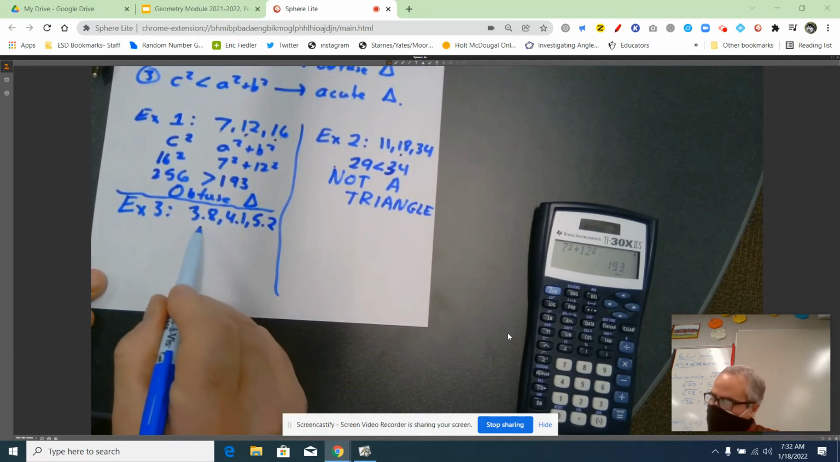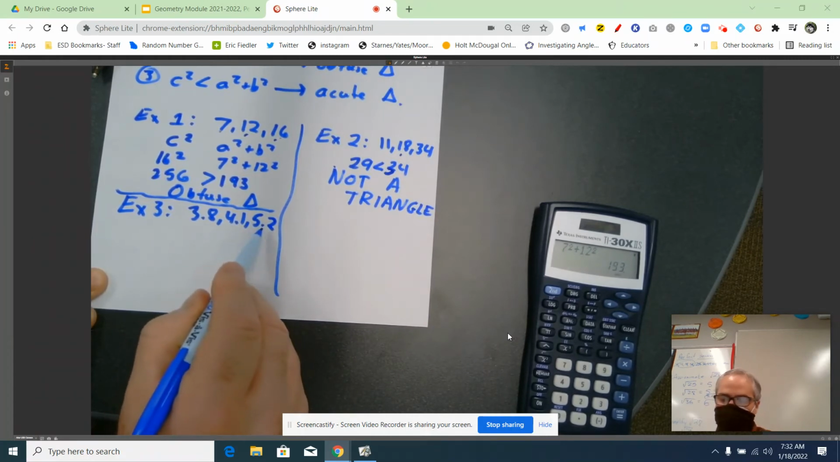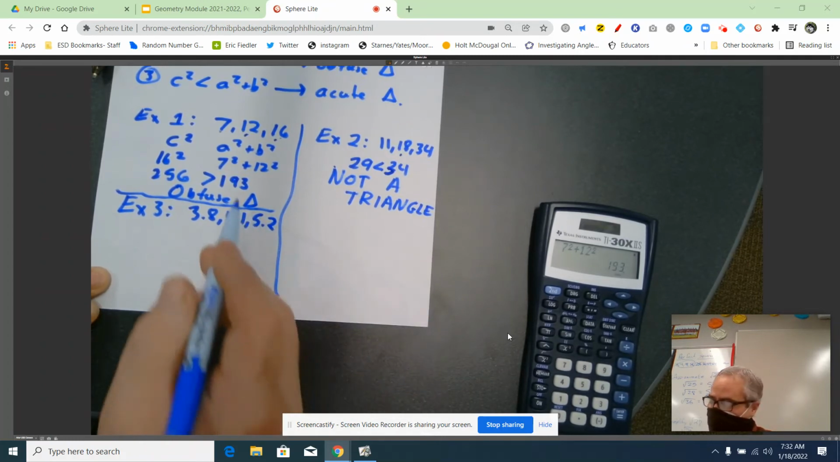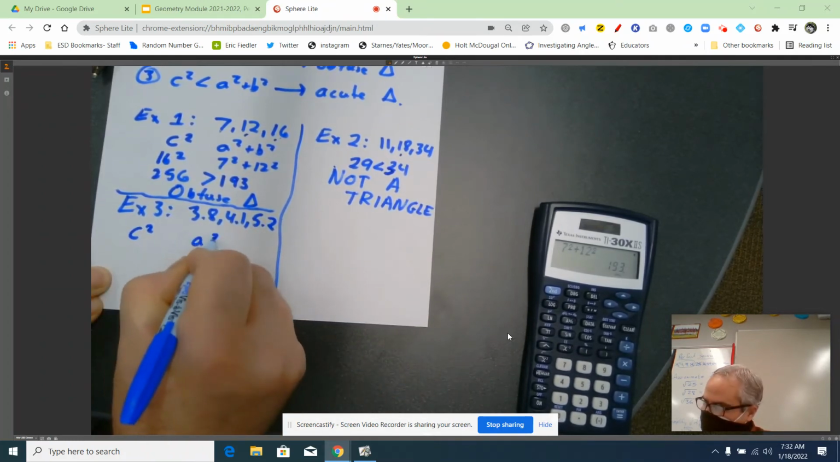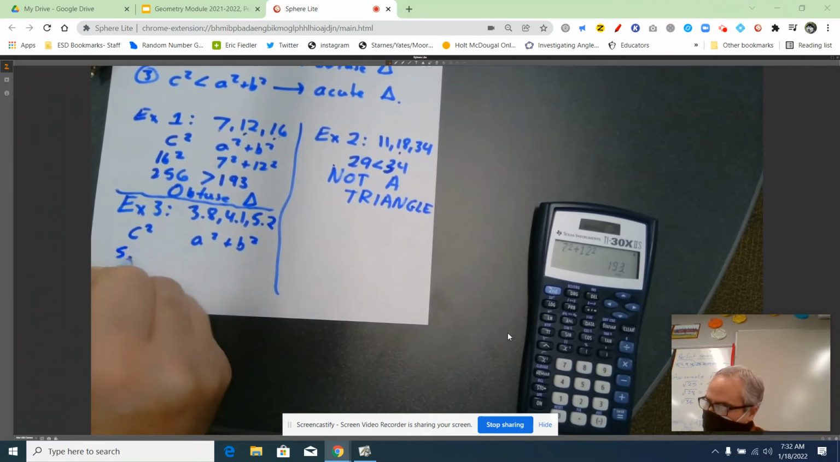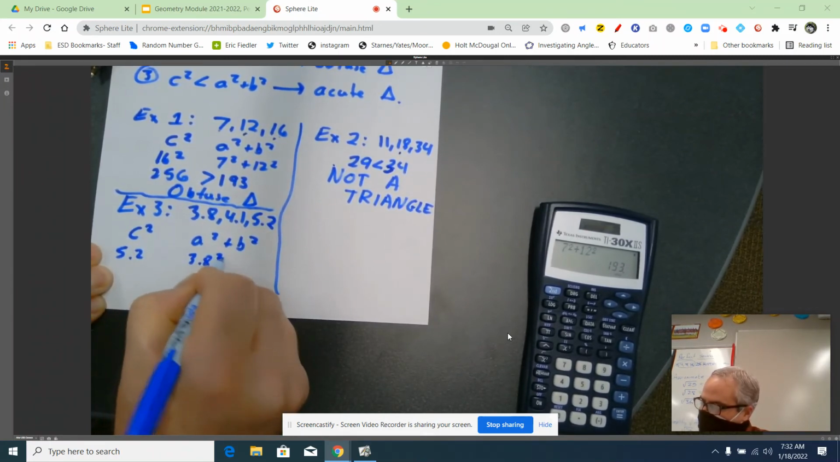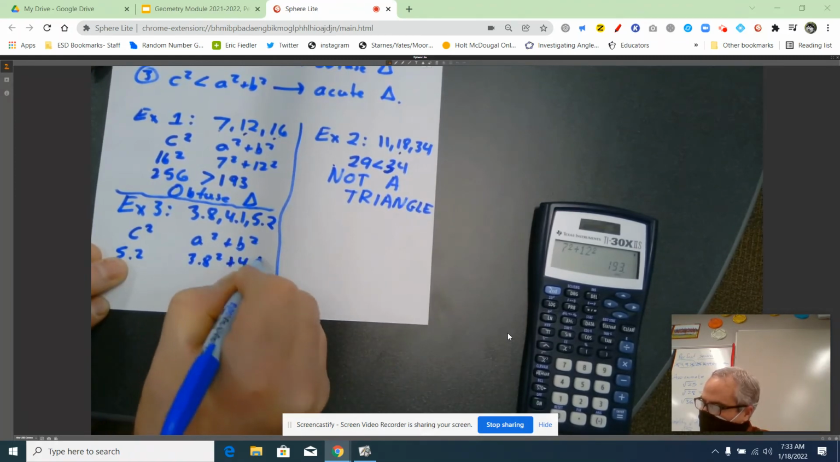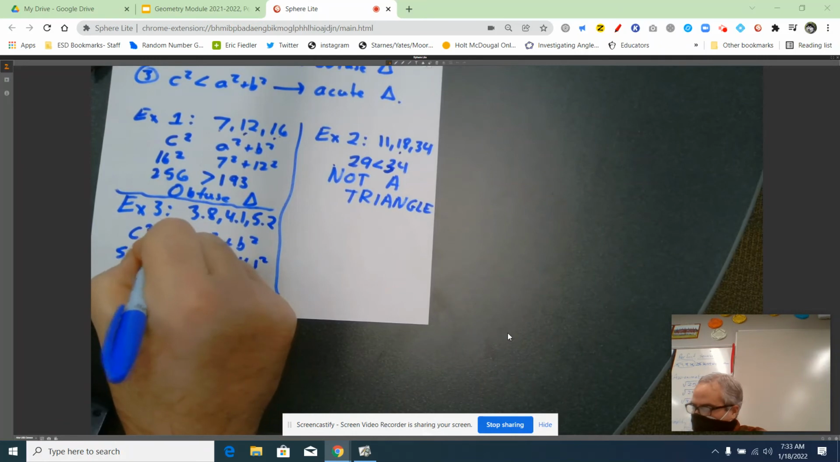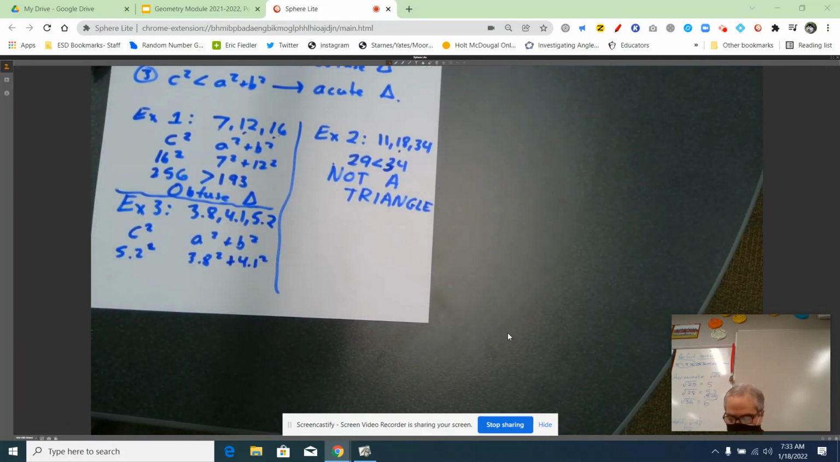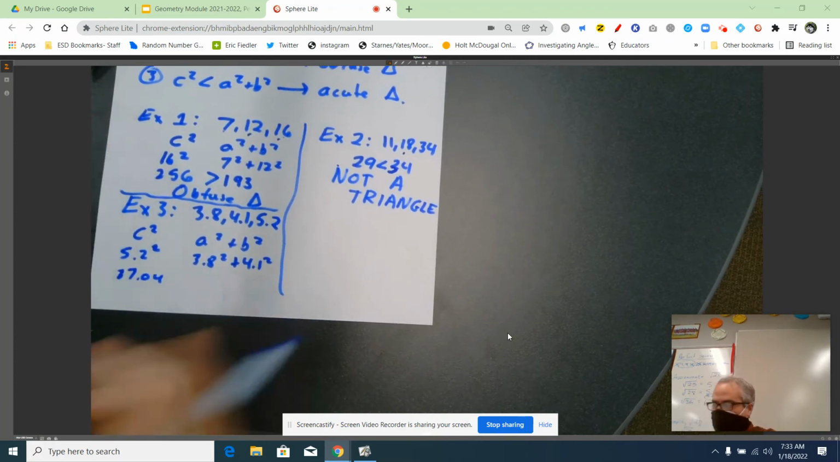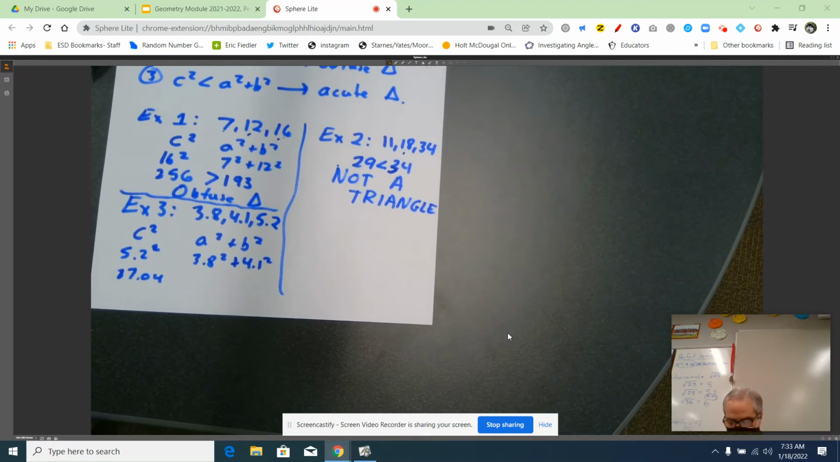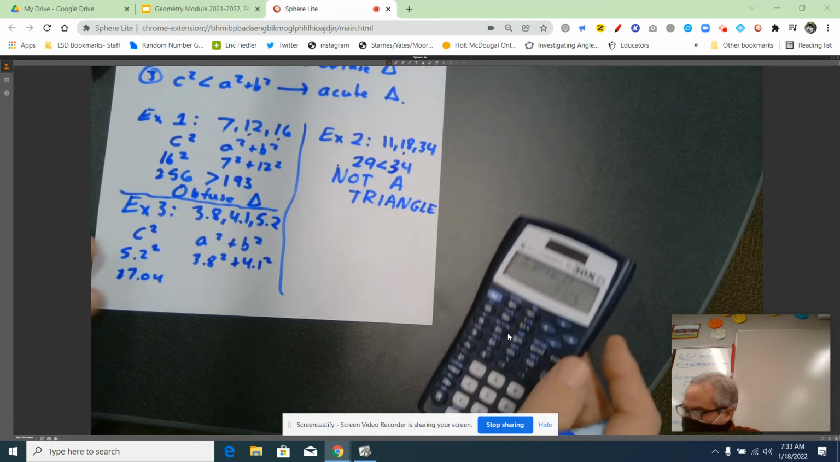Okay, the two small sides have to be bigger than the third side. Final example, 3.8, 4.1, and 5.2. I'm taking the two small sides, I get 7.9. 7.9 is bigger than 5.2, so it is a triangle, so I proceed. C squared, a squared plus b squared, 5.2 squared, 3.8 squared plus 4.1 squared. Let me figure out what those things are. 5.2 squared is 27.04. 3.8 squared, I'm going to do it all together in my calculator, plus 4.1 squared, and I get 31.25.